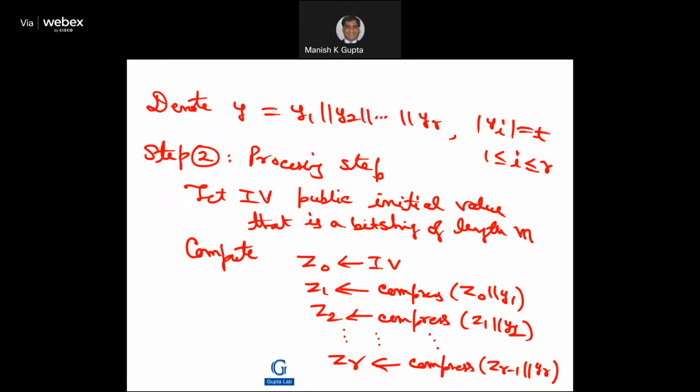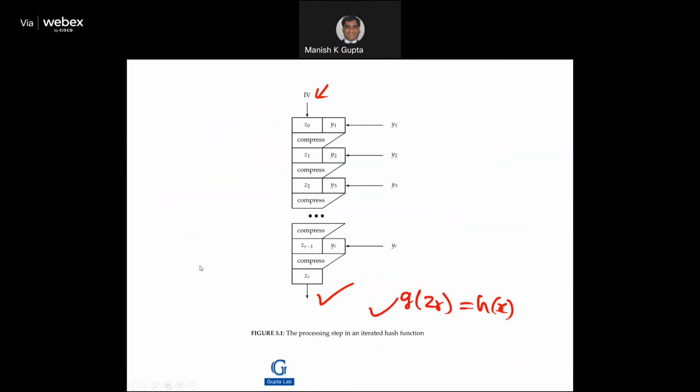Here is a picture. We have the initial value, Z0 and Y1. Combined and compressed, you get Z1. Again, Y2 is there, you concatenate it, then again compress to Z2. Y3 is concatenated, then again compress, and so on. Here we get Yr, and finally we get Zr as output.